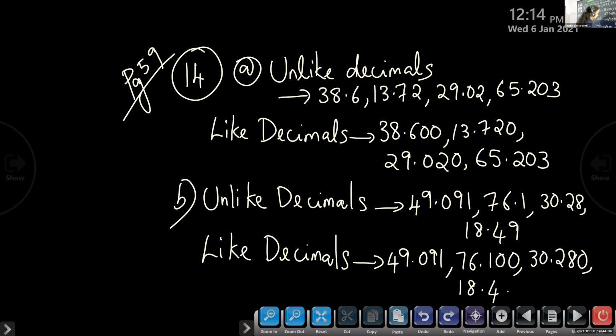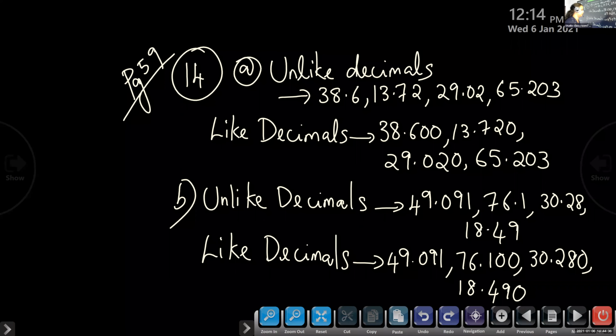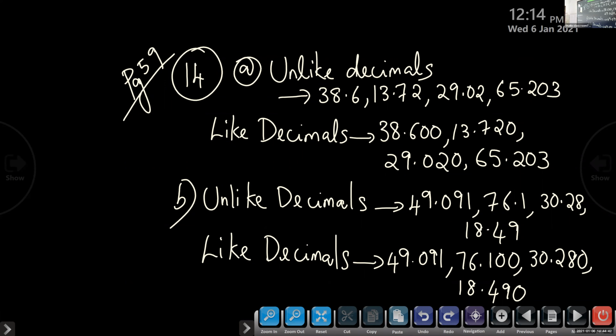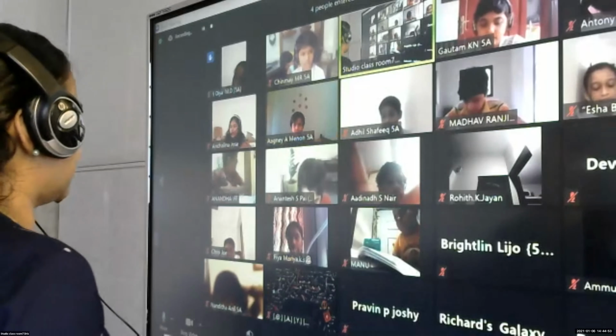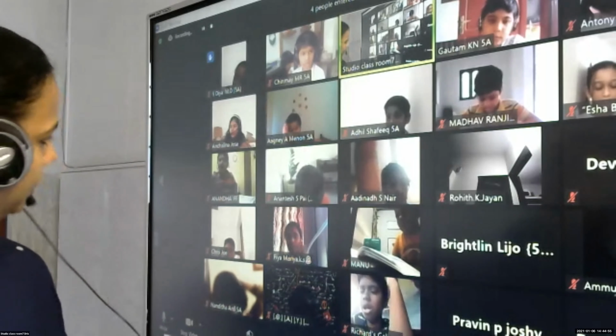18.490. Okay. Then children, please check whether all the numbers have the same number of decimal places. We have all the numbers with 3 decimal places. So this unlike decimals became like decimals. Okay, very good. So we converted unlike decimals into like decimals.